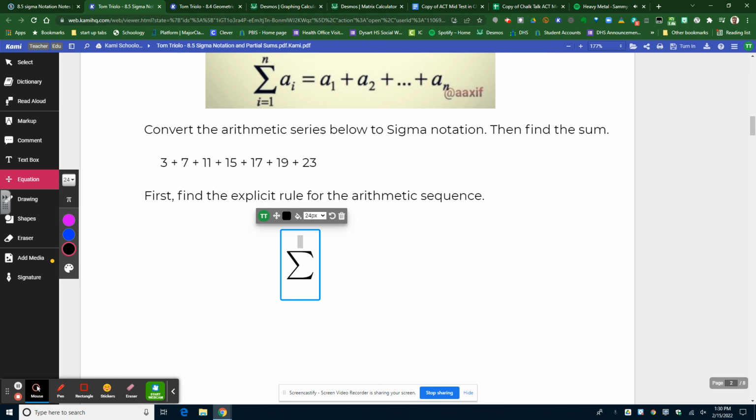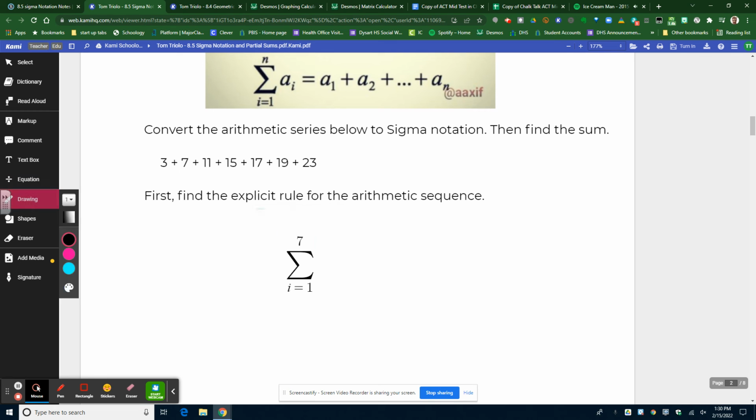Okay. So I equals 1. And then you count how many terms there are. I got 1, 2, 3, 4, 5, 6, 7. So my top number is 7. Okay? And then I have to figure out the explicit rule for this sequence.